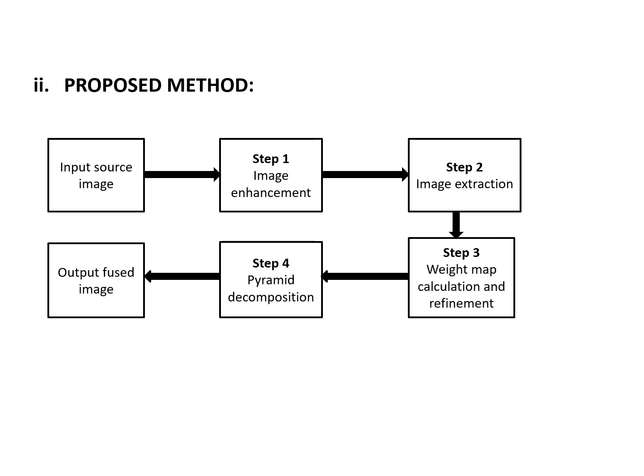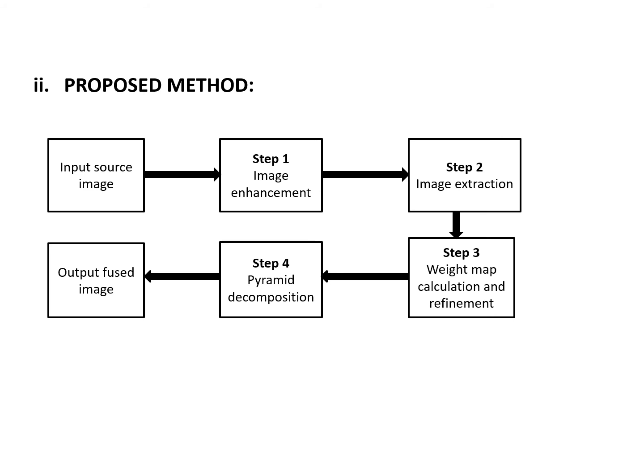Weight map calculation and refinement. The weights related to structure and local contrast are merged in a way that both types of information remain intact for each source image. We combine the weights, namely local contrast and salient structures. The weight map obtained contains noise and inconsistency that may cause artifacts. So, the weight maps are enhanced by using guided filters before performing the actual fusion process.